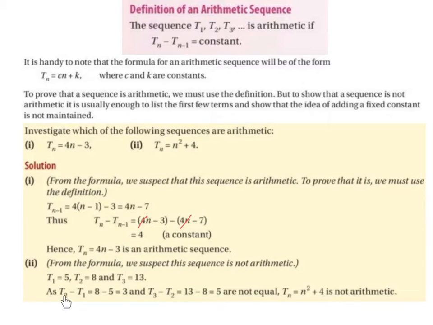So T2 take away T1, so term 2 take away term 1, is going to be 8 take away 5, which is 3. So to get from 5 to 8, it's a difference of 3. Term 3 minus term 2 is going to be 13 minus 8, which is 5. To get from 8 to 13, it's a difference of 5. 3 and 5 are clearly not equal, so Tn equals n squared plus 4 is not arithmetic.